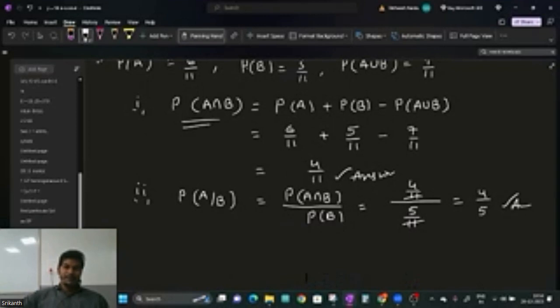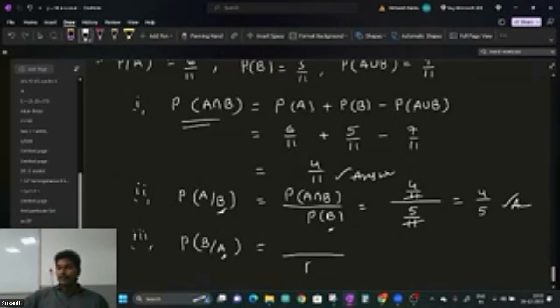And the third question. What is the third question? P of B by A. Similarly, you can define it like this. P of A by B is P of A intersection B by P of B. In the same way, you can define P of B by A. Look at the denominator here. What is the denominator? P of B. That should be written here. In the same way, here what is in the denominator? A. So that should be P of A. And the numerator is always P of A intersection B.